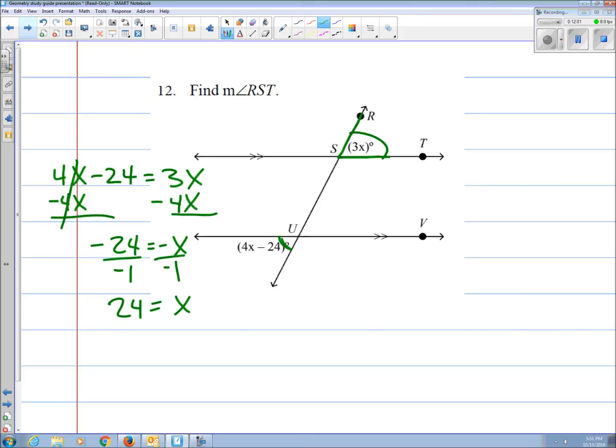So we get x is equal to 24. And now I just go back and plug x in for RST. So the measure of angle RST is going to be equal to 3 times 24, which is 72 degrees.